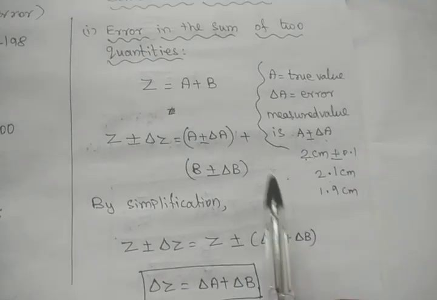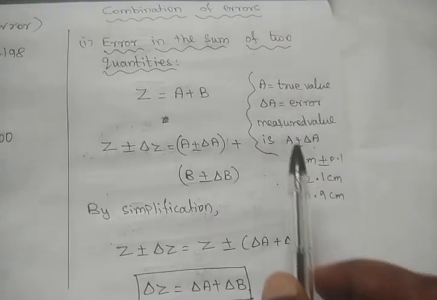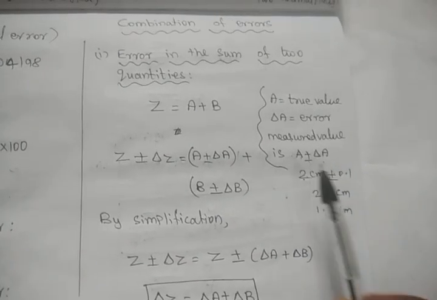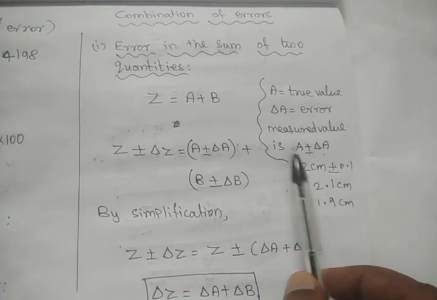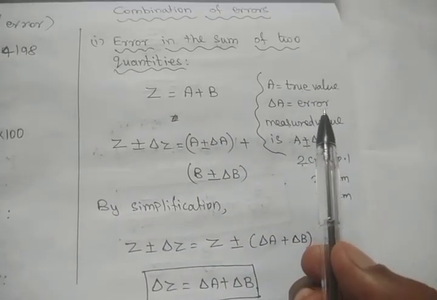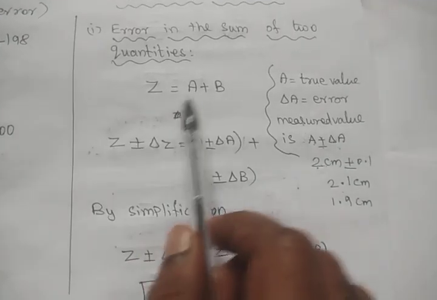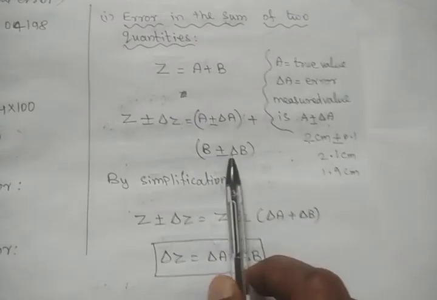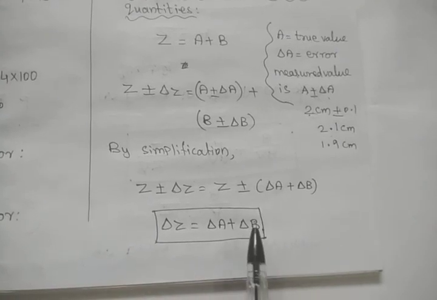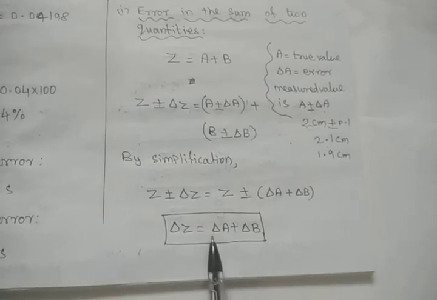Some other student measured the same length of the wire as 1.9 centimeter. That means A minus delta A. So A minus delta A means 2 minus 0.1, we get 1.9 centimeter. So whatever measured value we have taken, that should be represented as A plus or minus delta A. That means measured value is addition or subtraction of the error. Yes, come to our point. If you add these two physical quantities along with the errors, by simplification, we get the errors also to be added, delta A plus delta B. So for summing of two physical quantities, the error is also to be added.